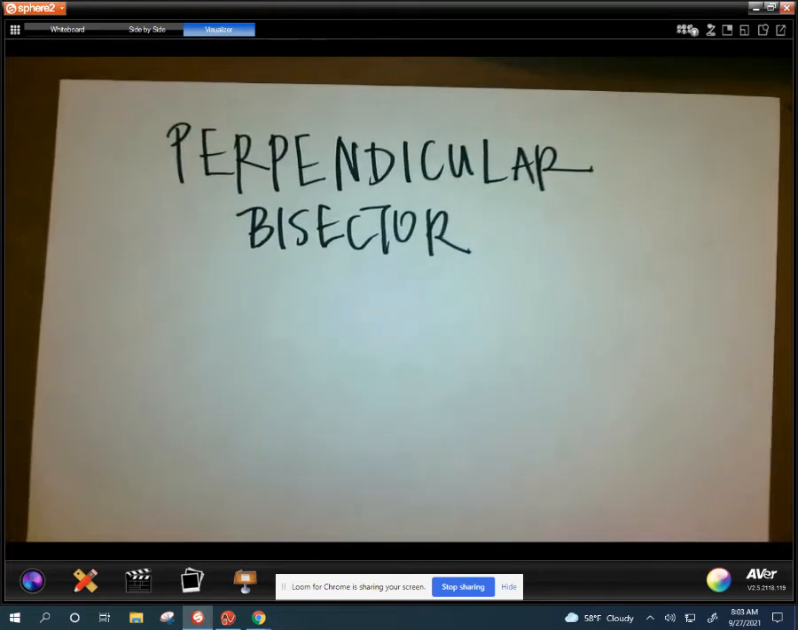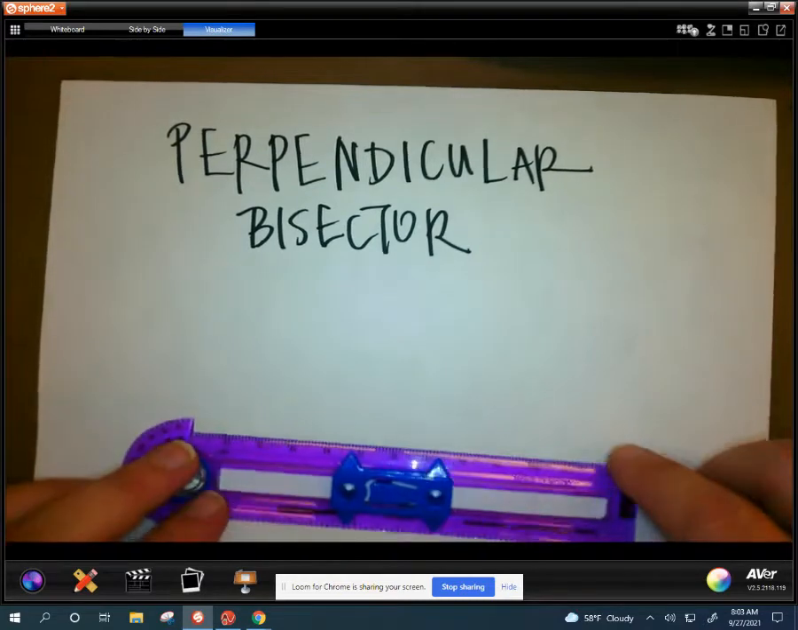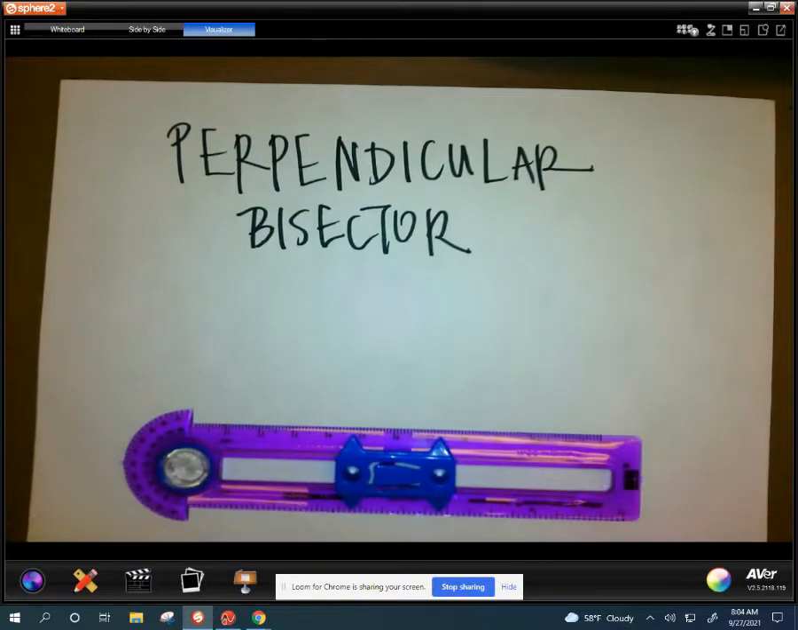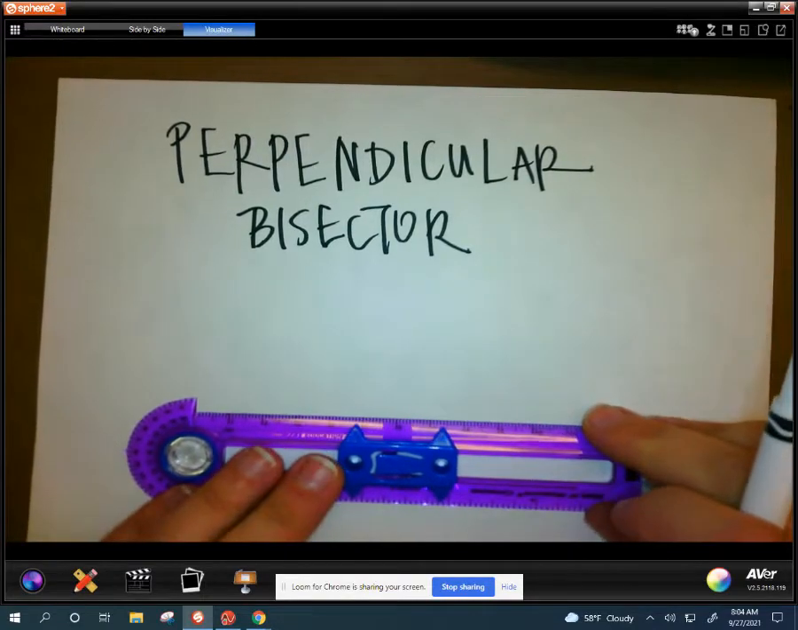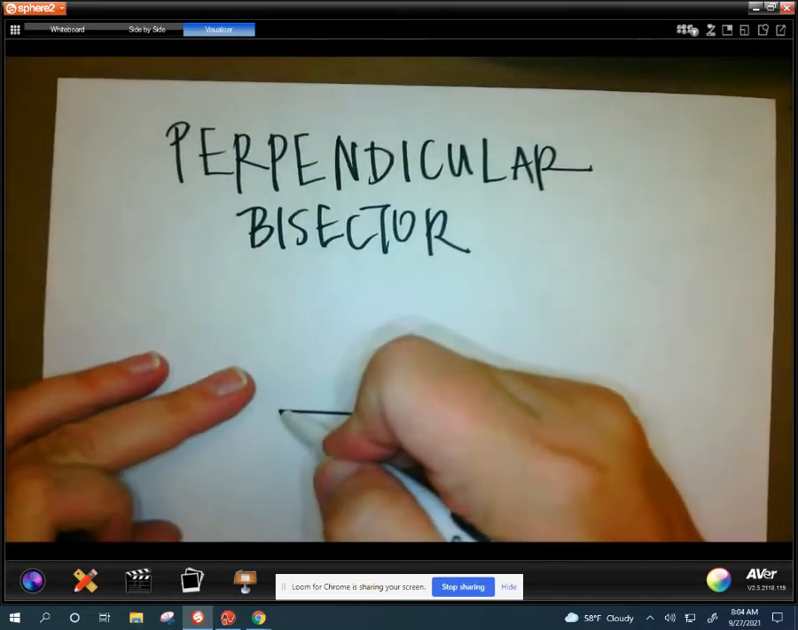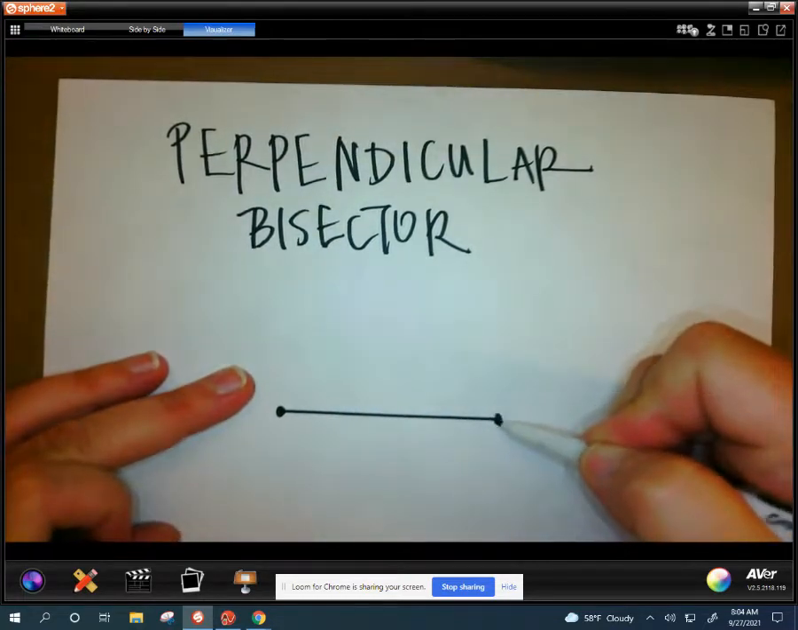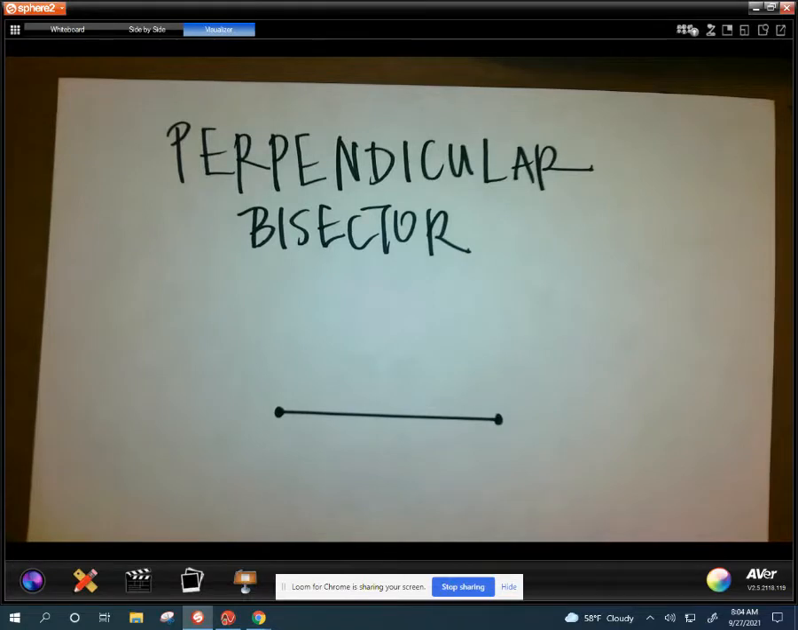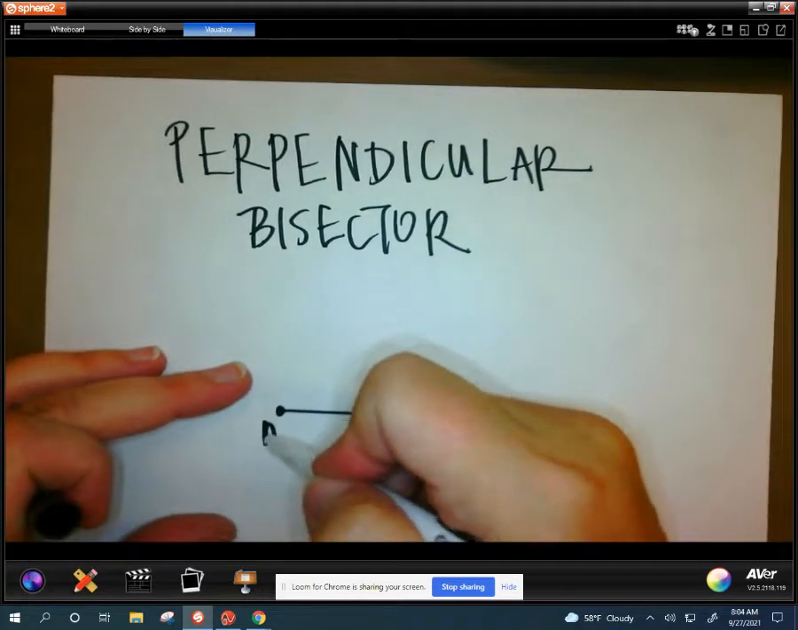Perpendicular bisector. A perpendicular bisector cuts a segment into two equal pieces, and the line that you create is perpendicular to the segment you started with. So we have to start with a segment if it's not provided for you. So here is a segment that I'm going to bisect, and the line I make is going to be perpendicular. All right, so I'm going to call those points A and B.